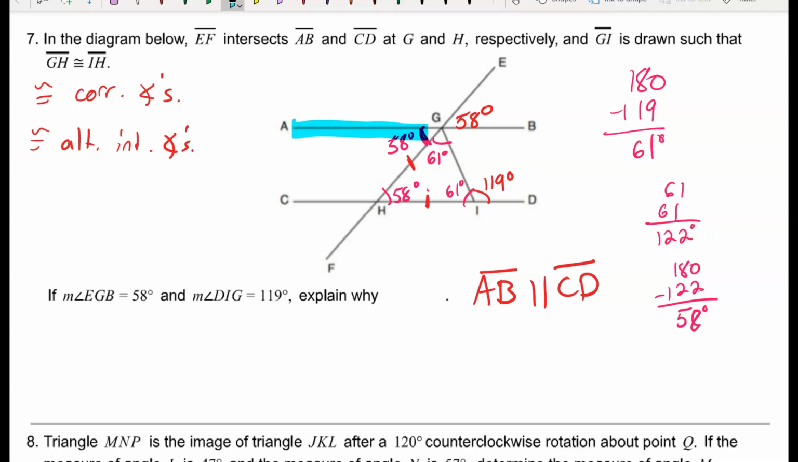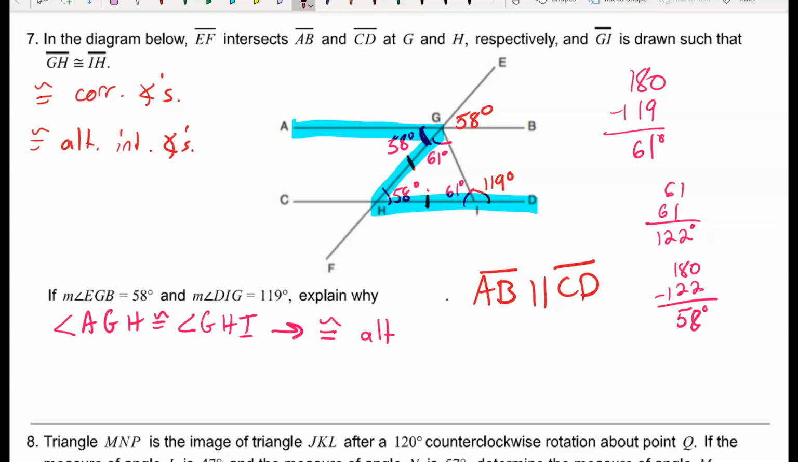And if I'm looking for my alternate interior angles or tracing out the Z, notice that at G and H I have 58 degrees. So I can make an argument to say that angle AGH is congruent to angle GHI. And I know that makes the lines parallel because congruent alternate interior angles form parallel lines. So that's the main idea there.